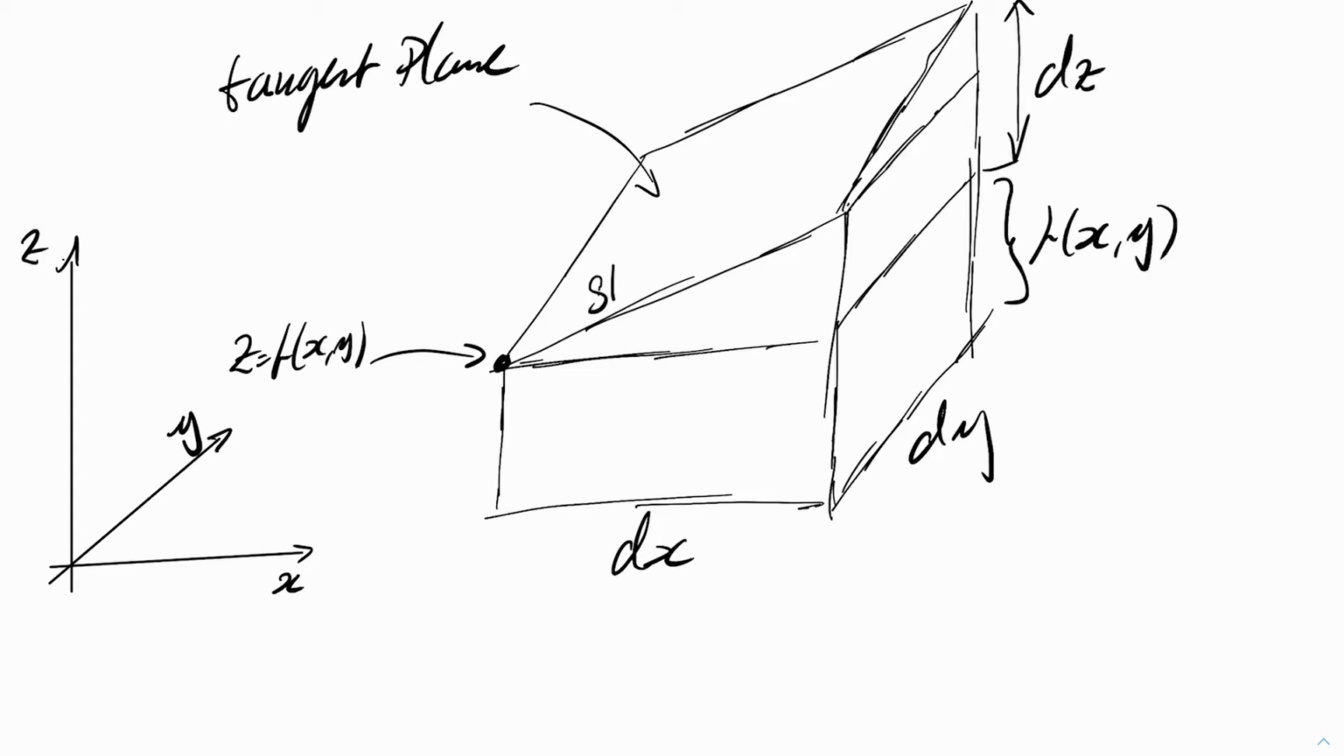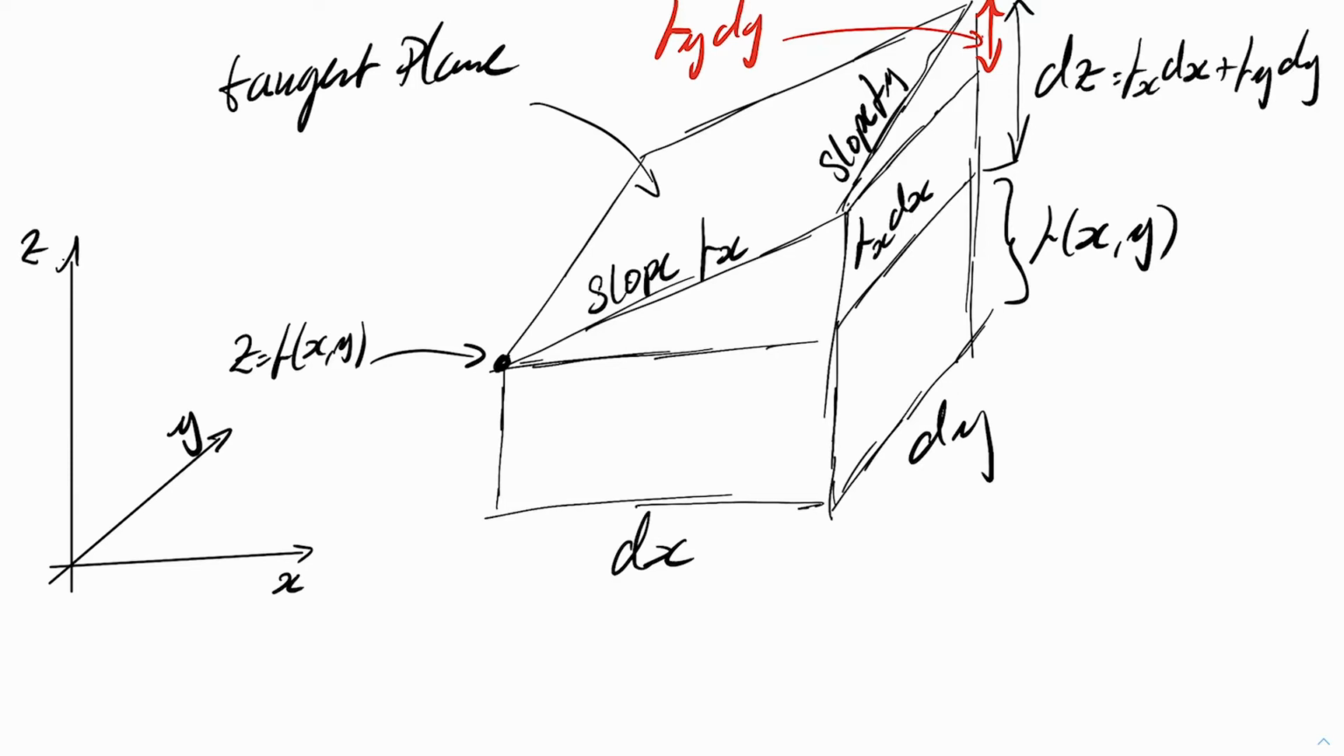This line here has a slope, which is the partial derivative of f with respect to x. And along here we have a slope, which is the partial derivative with respect to y, which means then that this length in here is fx dx. The change in height in the y direction is fy dy, and so the overall change in z is fx dx plus fy dy.